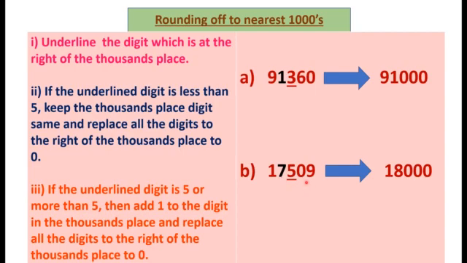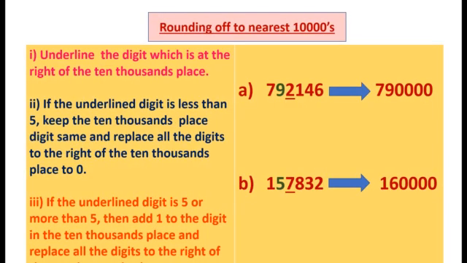We have to turn it to 0. So instead of writing 5, 0 and 9, we have written 0, 0 and 0. So our rounded off number is 18,000. Okay. Now children, next thing is rounding off to the nearest 10,000.